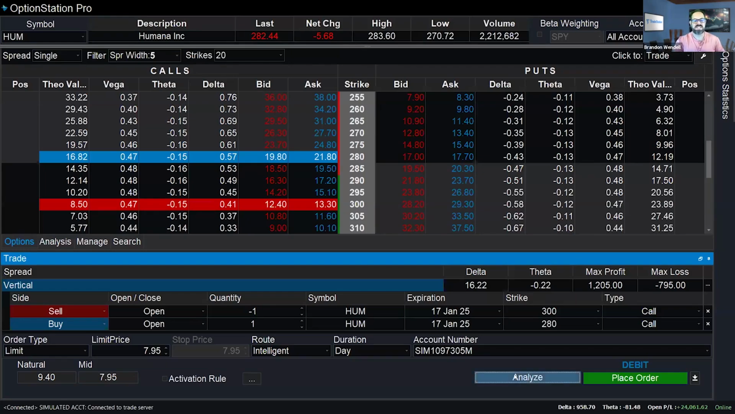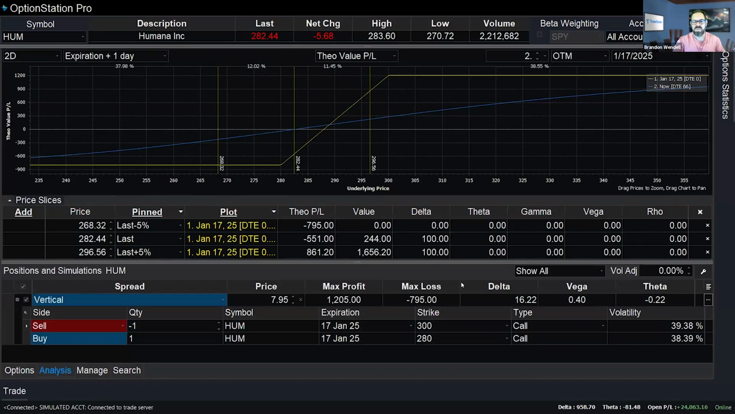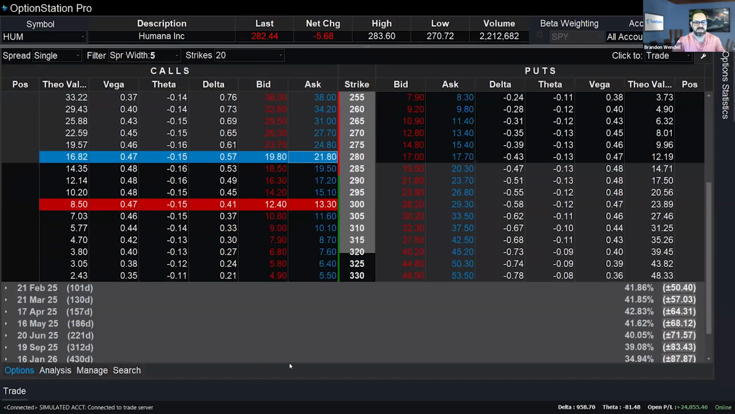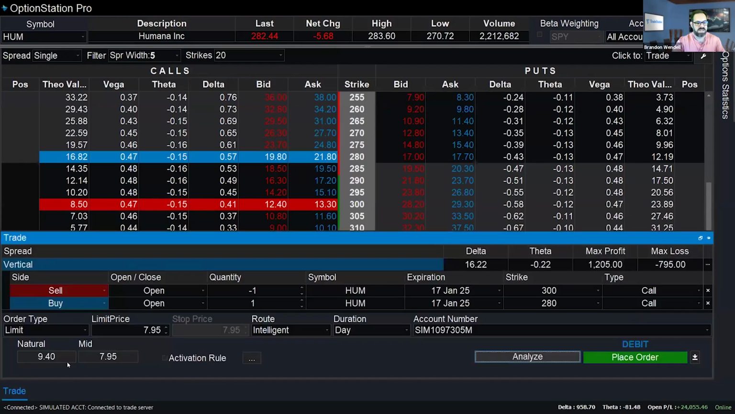And now I'm going to analyze that spread. And actually, before I analyze it, let me go back. Options, the tree key. Oh, I should have kept it on. That's okay. I'll do the mid. That's fine for now.